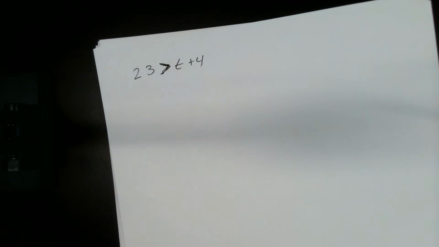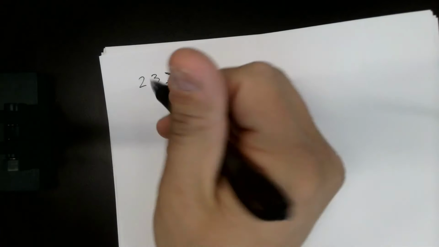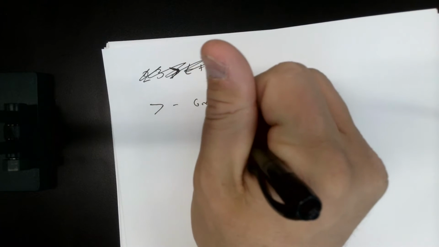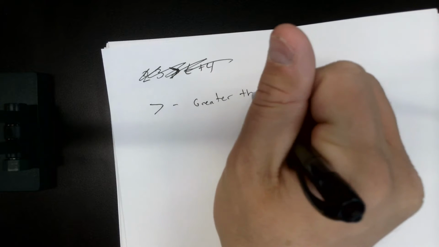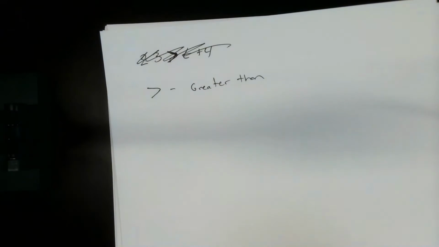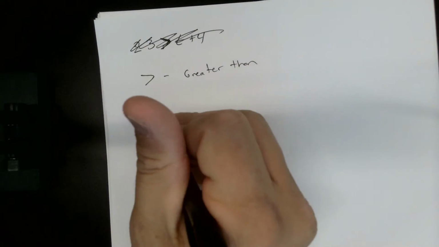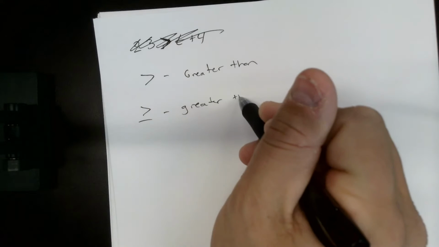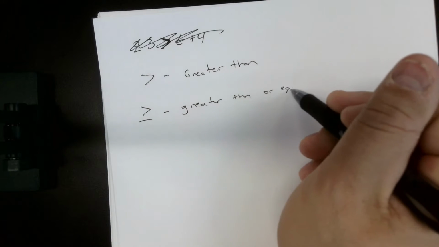Types of inequalities. There's greater than. Greater than is always written like this. Here, before we start this, we'll do this. That is greater than. Yep, this is greater than or equal to.